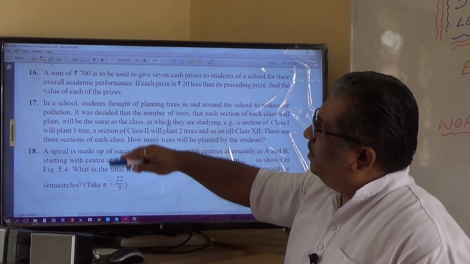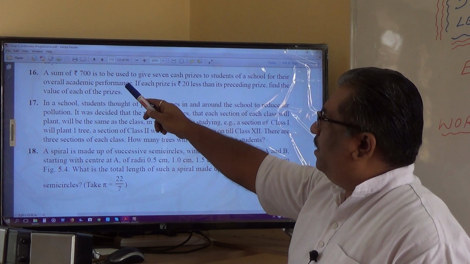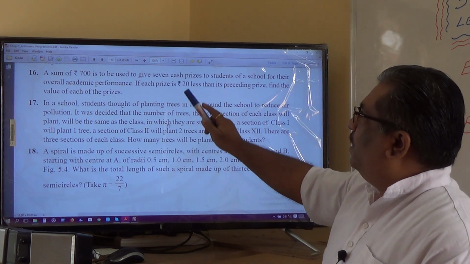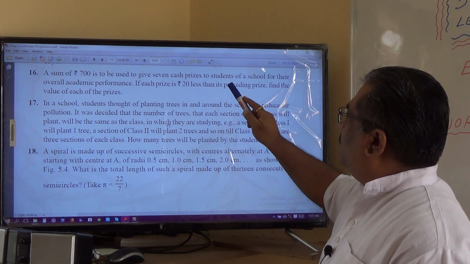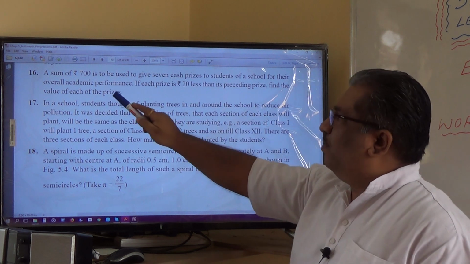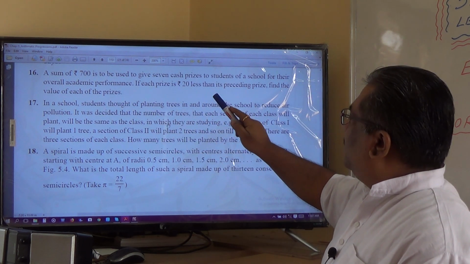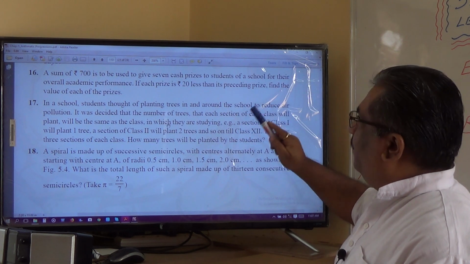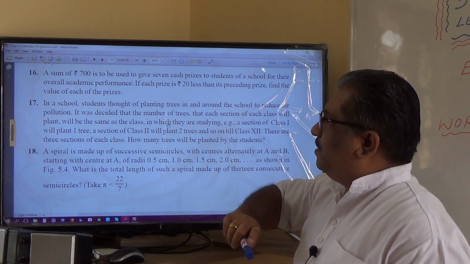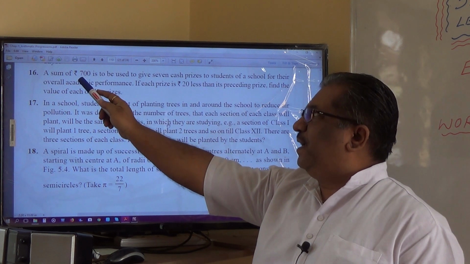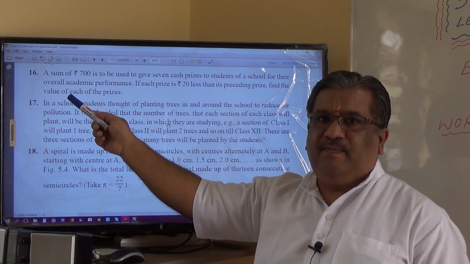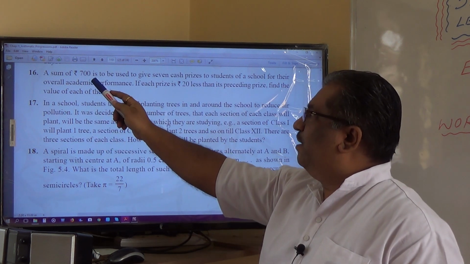Question number 16. A sum of rupees 700 is to be used to give 7 cash prizes to students of a school for their overall academic performance. If each prize is 20 less than its preceding prize, find the value of each prize. The total sum of all 7 prizes is 700. So S7 is equal to 700.